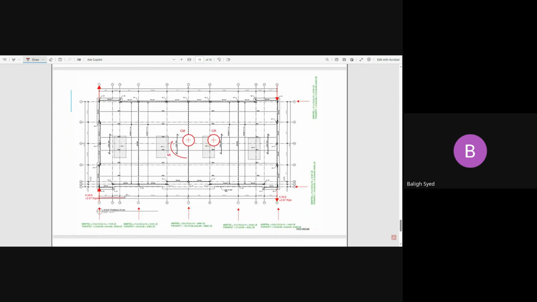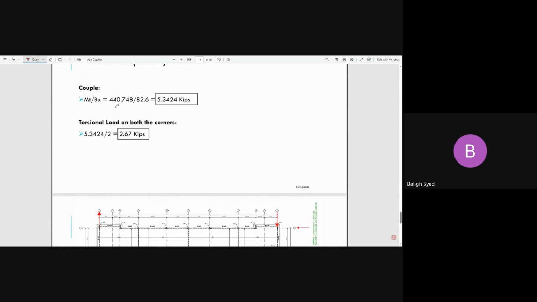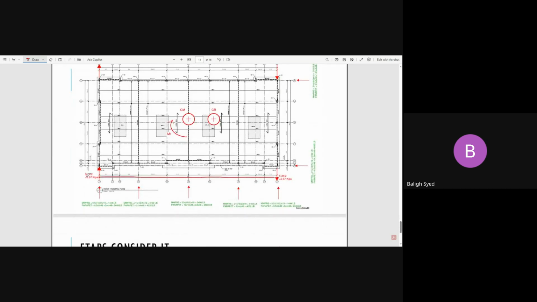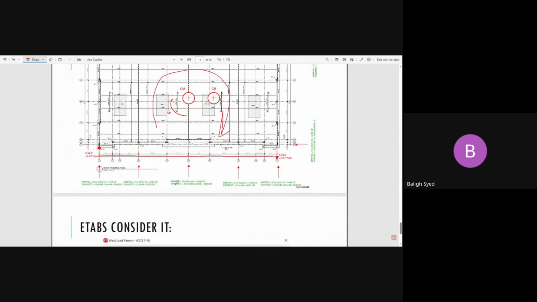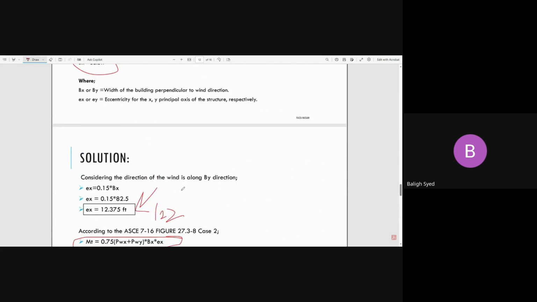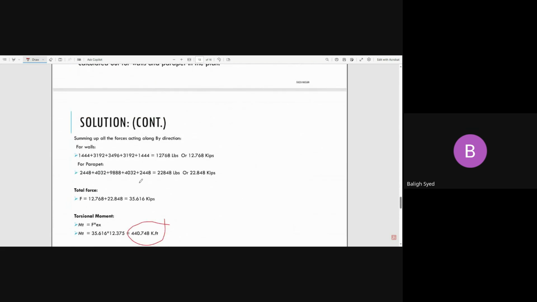Then you will resolve this into an equal couple. So you see this, what number did you get? You got 5.342 kips, and then you divide by 2, and this is 2.67 kips right here, and 2.67 right here. So this will try to turn this way. Okay, this has to be added. This has to be added. Where? This has to be added, because once you define this, you have to calculate by hand.